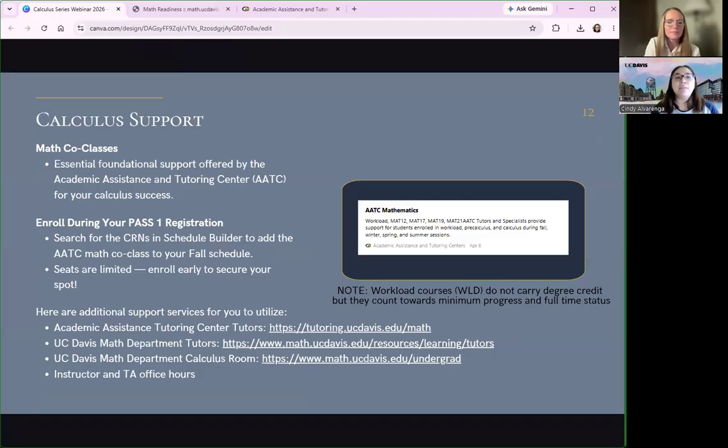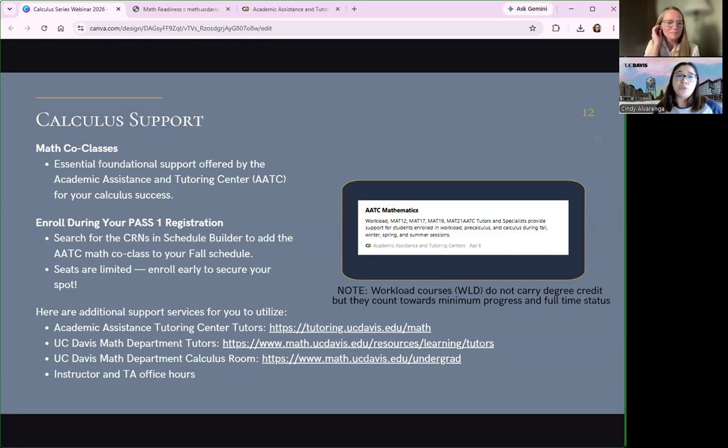As I mentioned, the Academic Assistance and Tutoring Center has math co-classes. So even if calculus comes easy and natural to you, we still encourage you to take the math co-classes. And what this is, it's essentially a math specialist that you meet with, I believe it's once or twice a week, and you just work with them on those problem sets that you've learned in class.